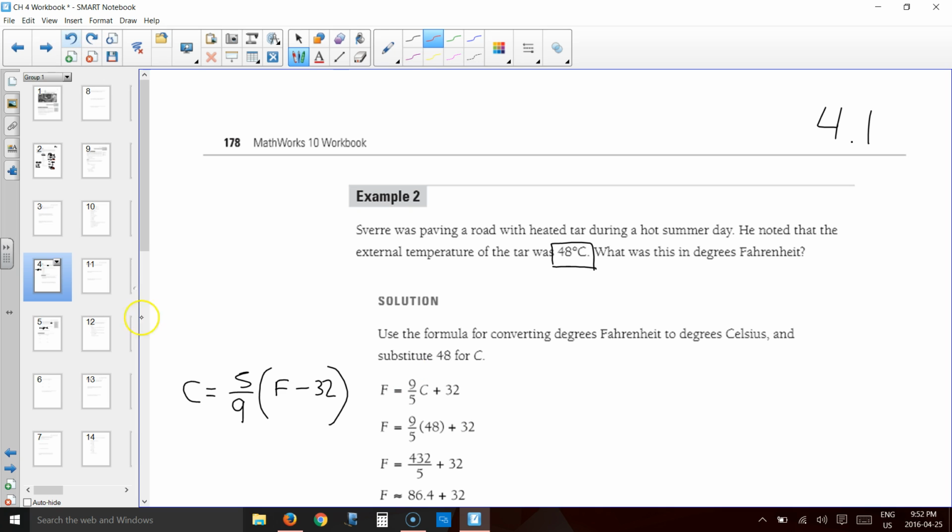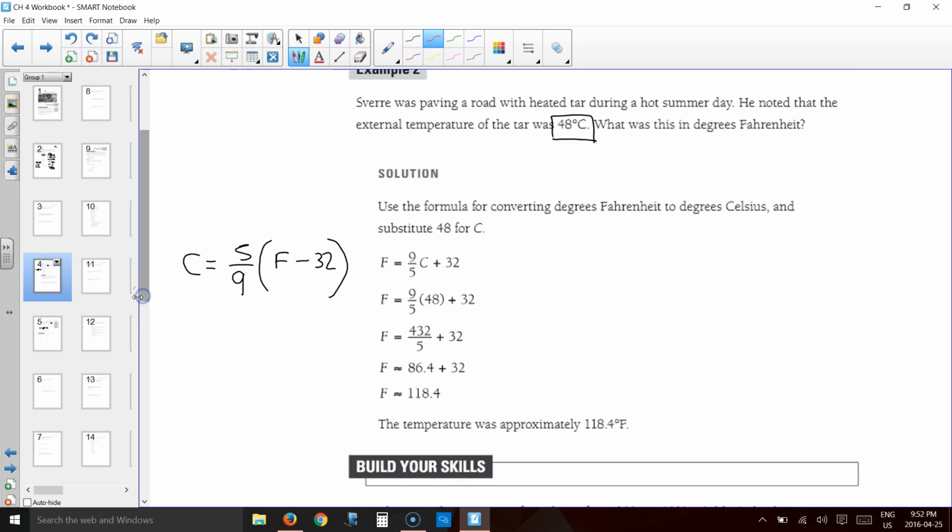Let's take the formula and write the raw formula down. Fahrenheit equals 9/5 Celsius plus 32. Let's drop in our amount of 48 degrees Celsius where it belongs in here. So Fahrenheit equals 9/5 of 48 plus 32.